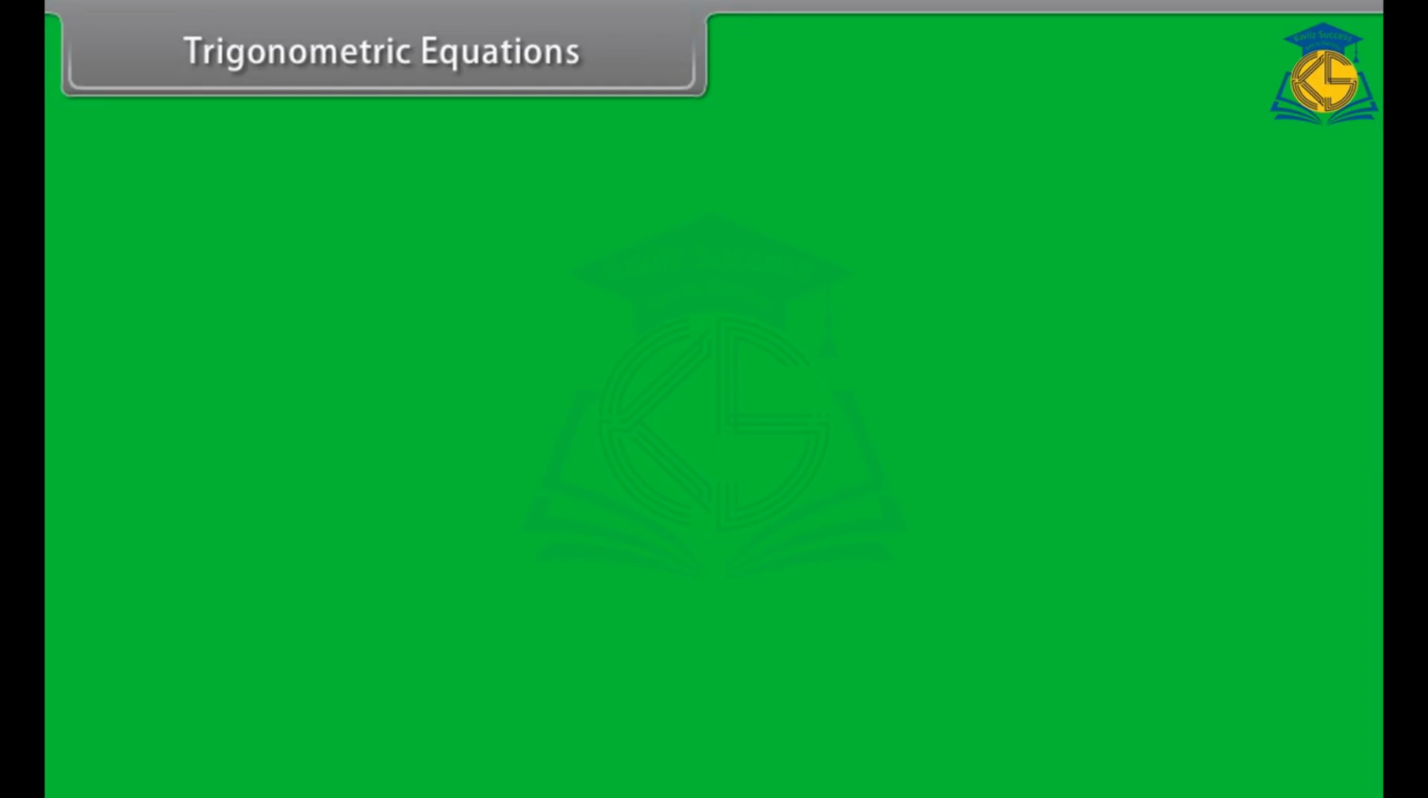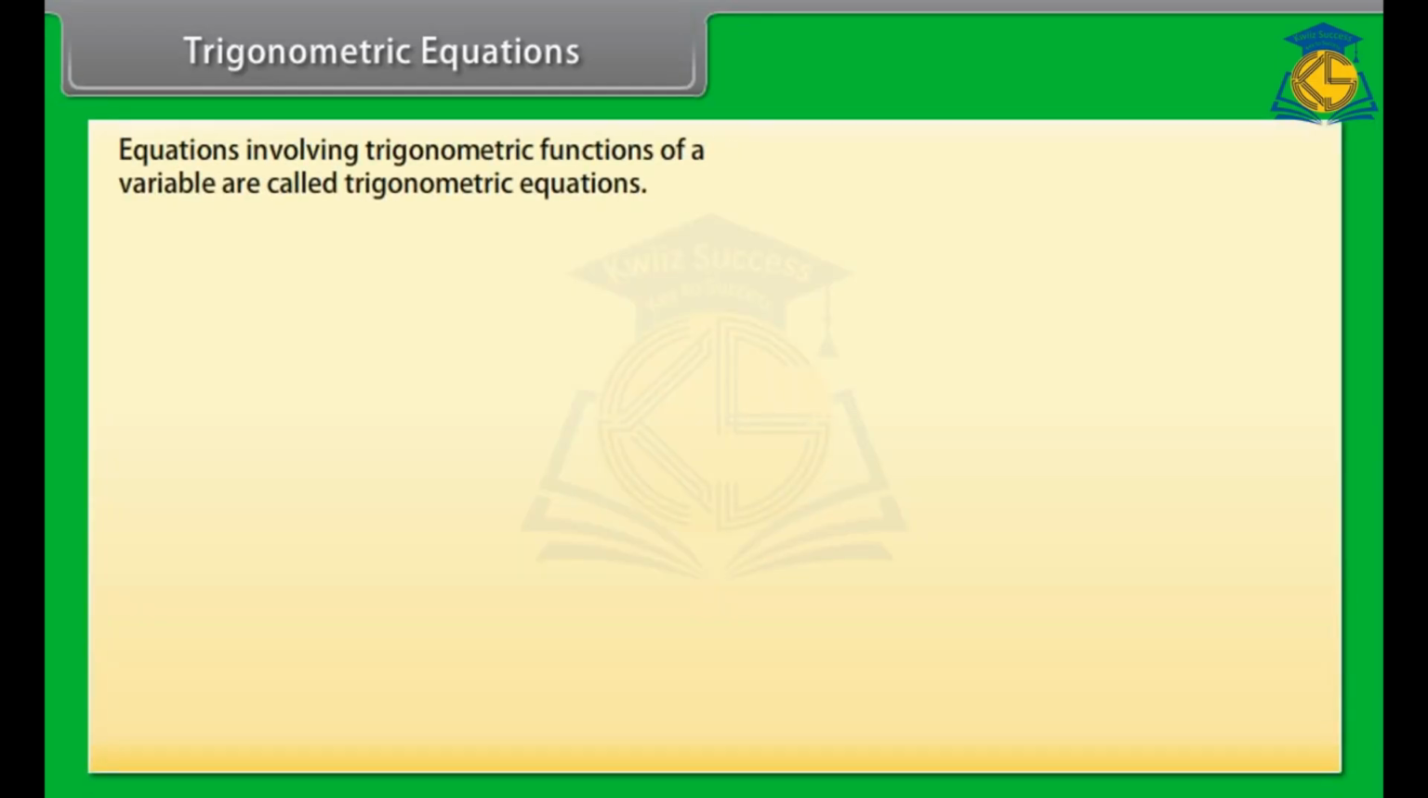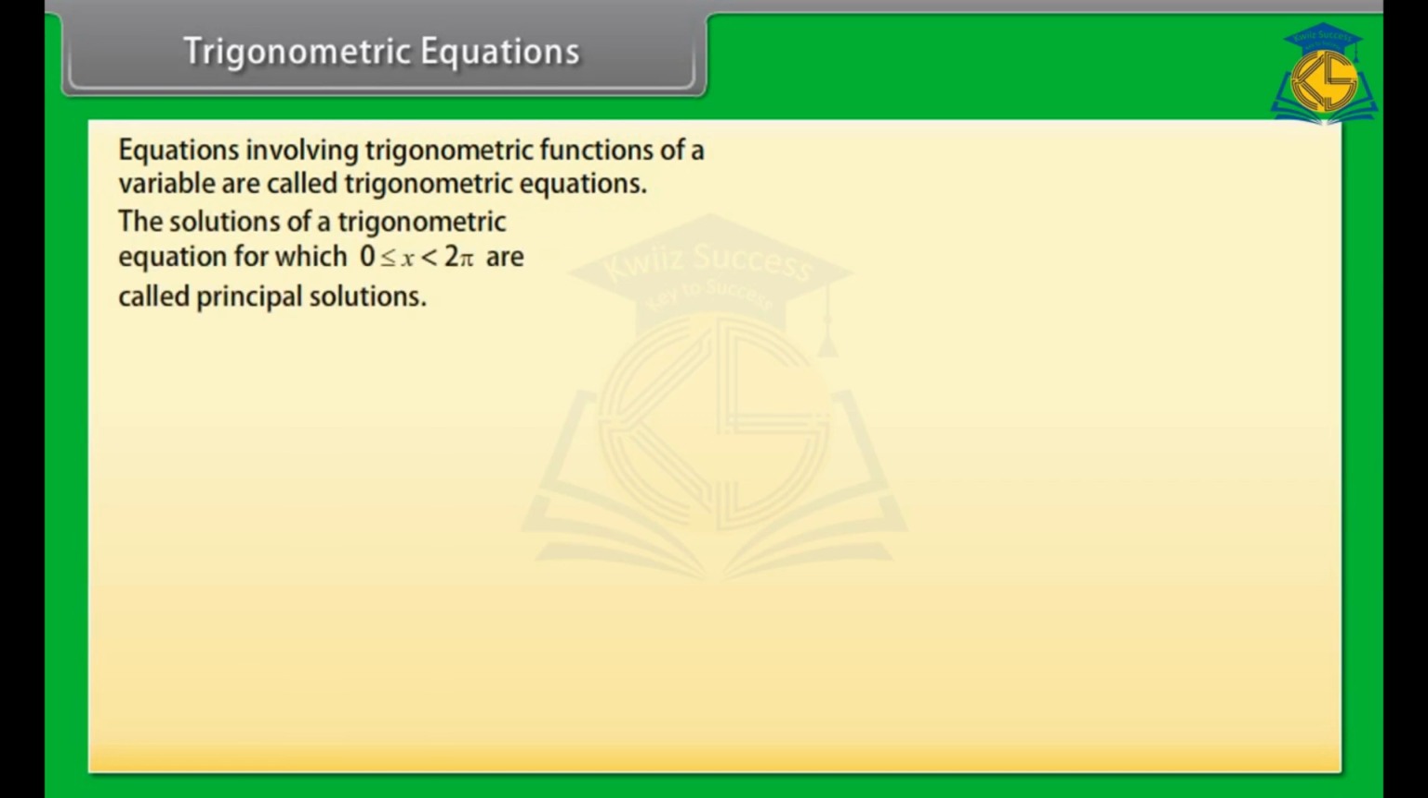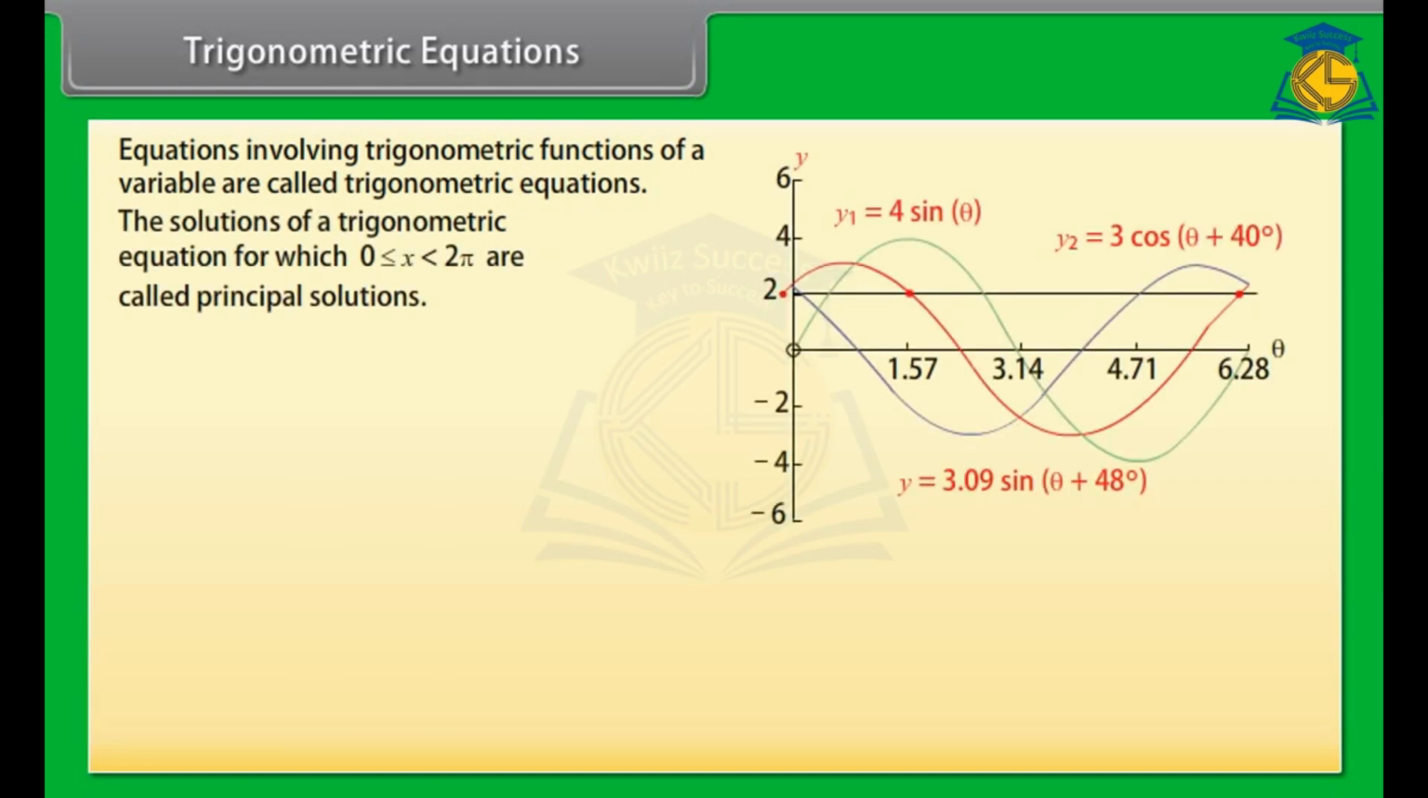Trigonometric equations. Equations involving trigonometric functions of a variable are called trigonometric equations. The solutions of a trigonometric equation for which 0 is less than or equal to x less than 2π are called principal solutions. The figure given below shows the trigonometric equations.